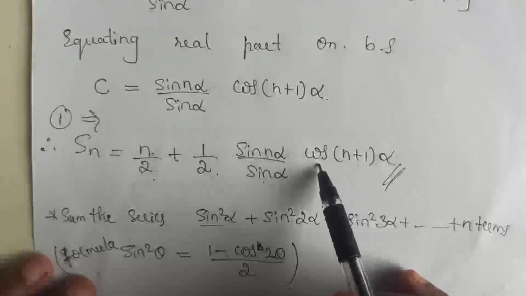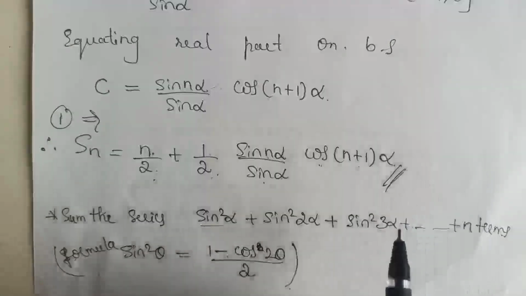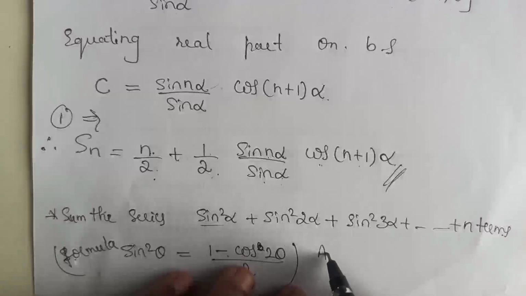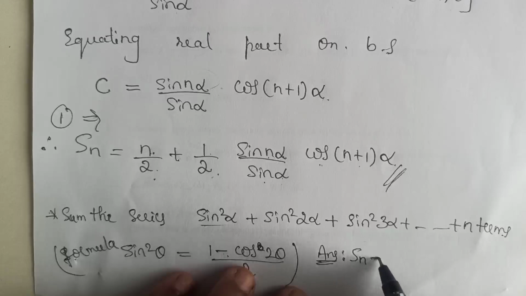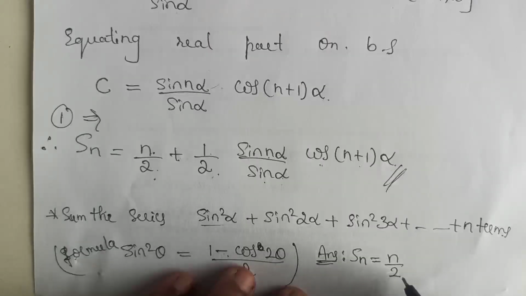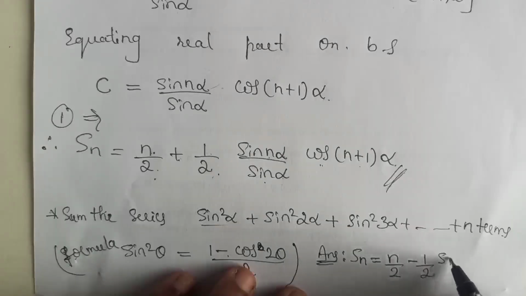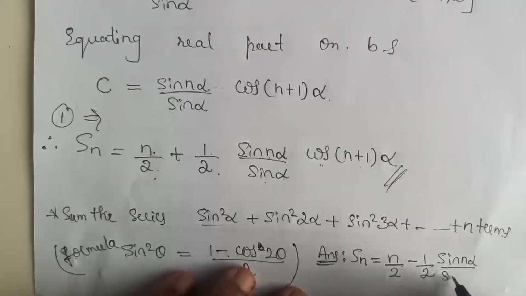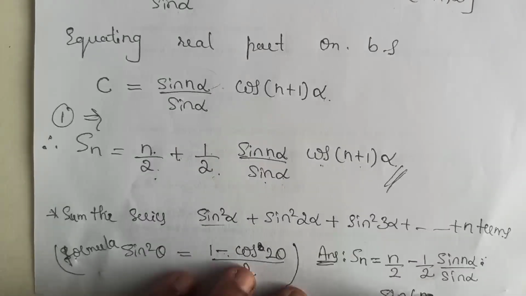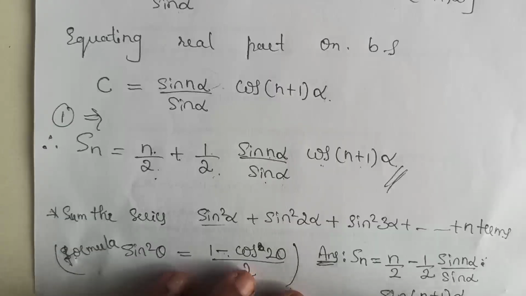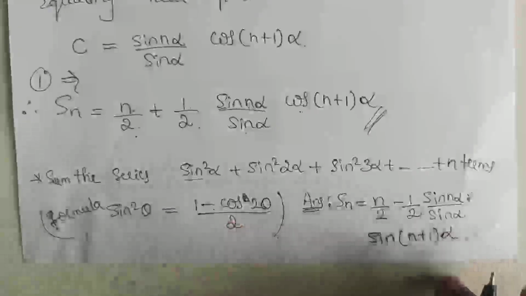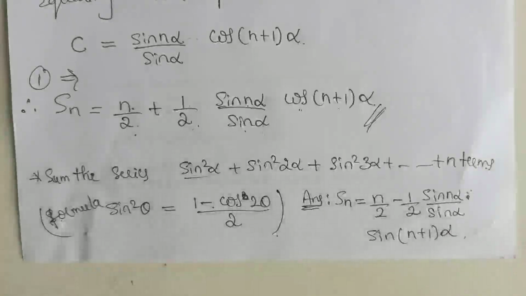So in the place of cos you will get sin. The answer is Sn is equal to n divided by 2 minus 1 by 2 sin nα divided by sin α, into, I will write here, into sin of (n plus 1)α. So this is the answer. You try yourself. Thank you.